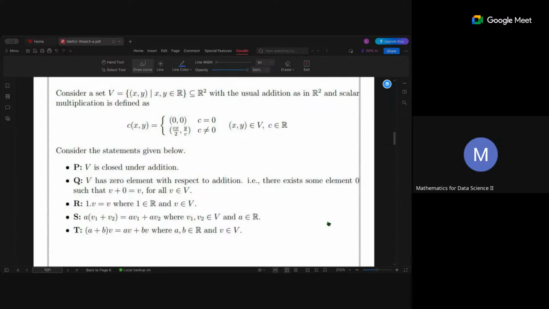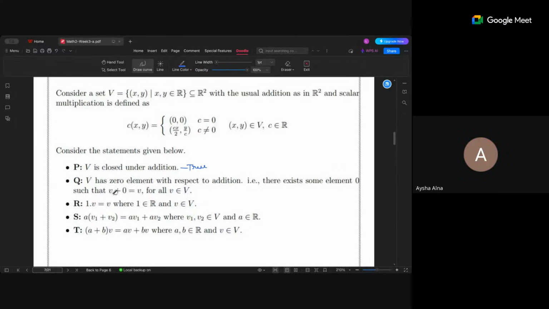Okay, so let's discuss the solution here. First condition is checking whether V is closed under addition or not. How can we check that? Here, first of all, this is the set, and the addition is the usual addition, so the addition is not going to make any difference. So is the first condition true or not? True.